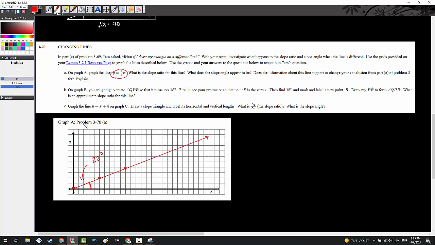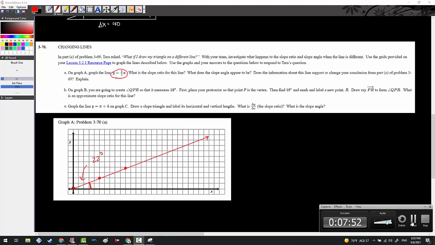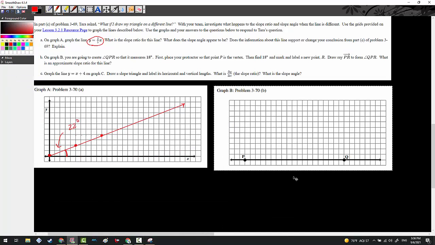Okay, let's take a look at part B. I'll be back with the graph of that one. And in part B, it says you're going to create angle QPR so that it measures 18 degrees. Now, again, you're supposed to have a protractor for this one. And so, honestly, I'm going to give it to you here because I can't really do a protractor on this program here. So we have to draw the protractor so that point P is at the vertex, and then find 18 degrees and label the new point R.